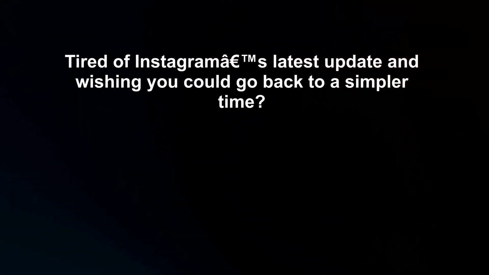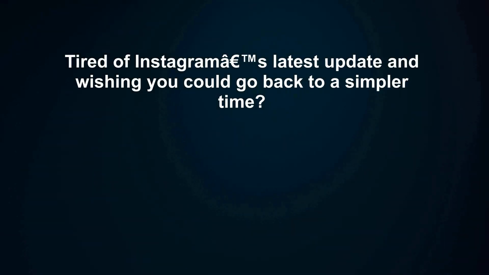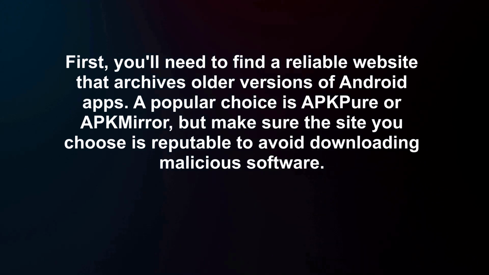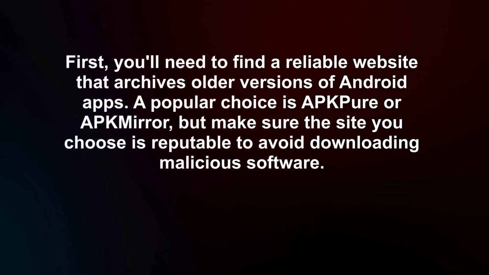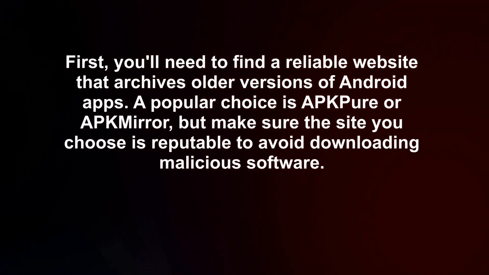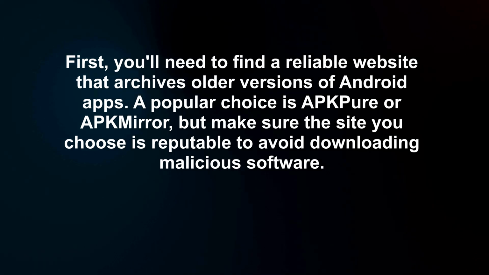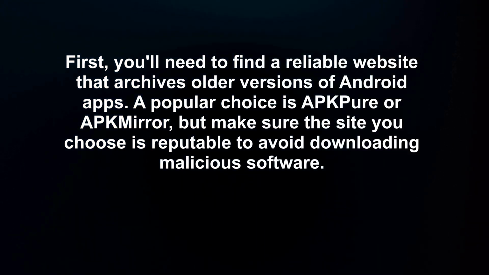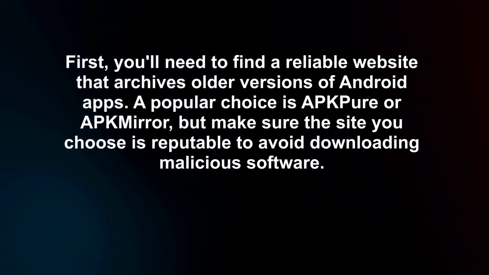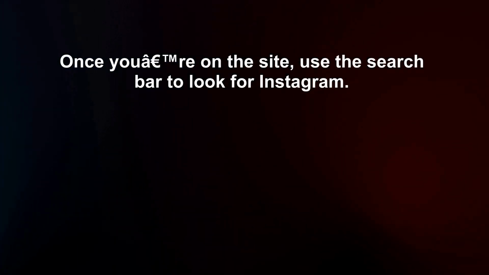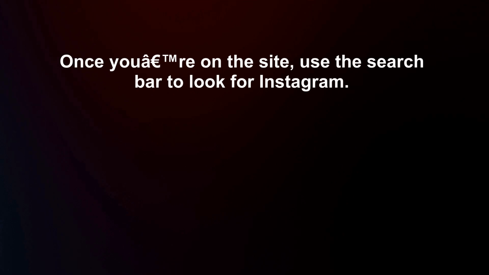Tired of Instagram's latest update and wishing you could go back to a simpler time? First, you'll need to find a reliable website that archives older versions of Android apps. A popular choice is APKPure, but make sure the site you choose is reputable to avoid downloading malicious software. Once you're on the site, use the search bar to look for Instagram.